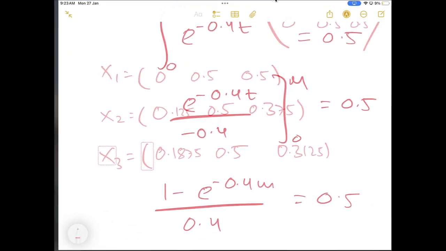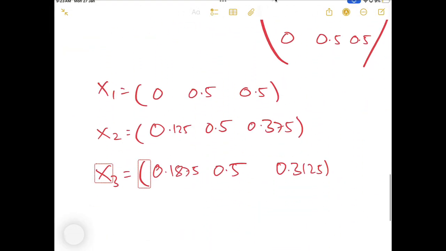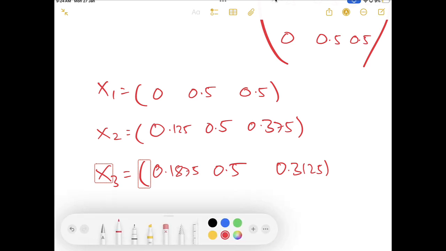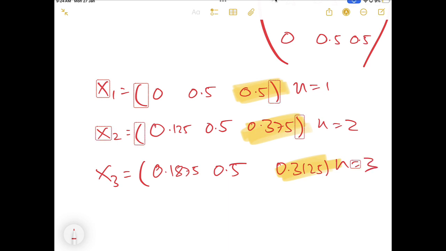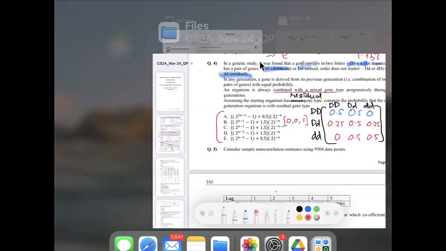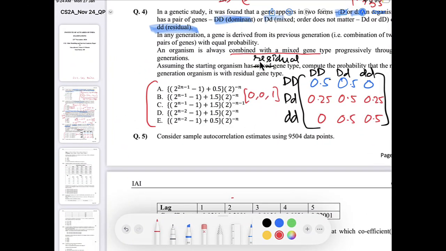So I want to get the value for being in the residual state, which is the third state. At n equal to 1, I want to get this value. N equal to 2, I want to get this value. N equal to 3, I want to get this value. That's what the question said: the probability of being in the residual genotype after n steps. This is the general expression. So let's just check now.